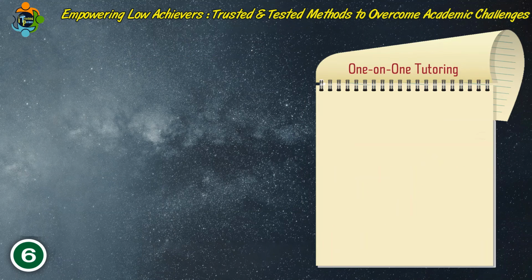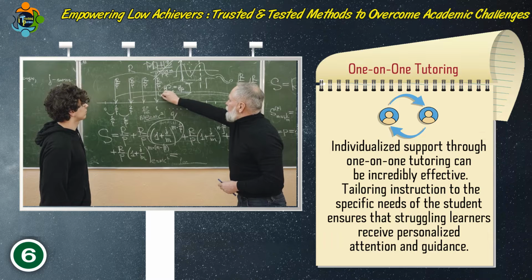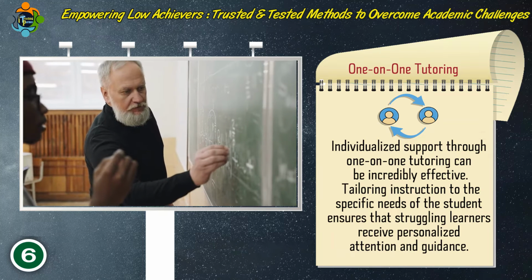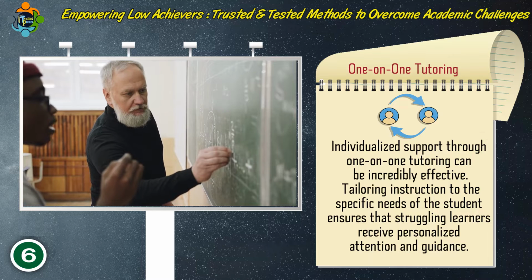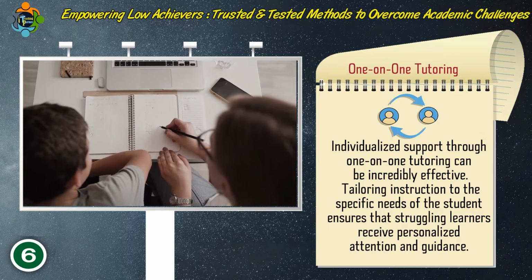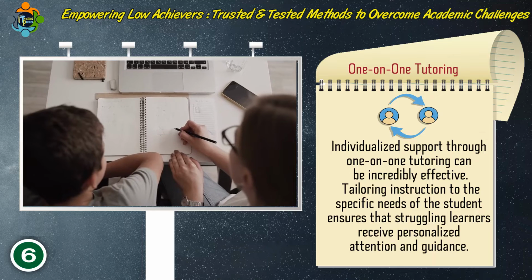Number 6. One-on-one tutoring. Individualized support through one-on-one tutoring can be incredibly effective. Tailoring instruction to the specific needs of the student ensures that struggling learners receive personalized attention and guidance.